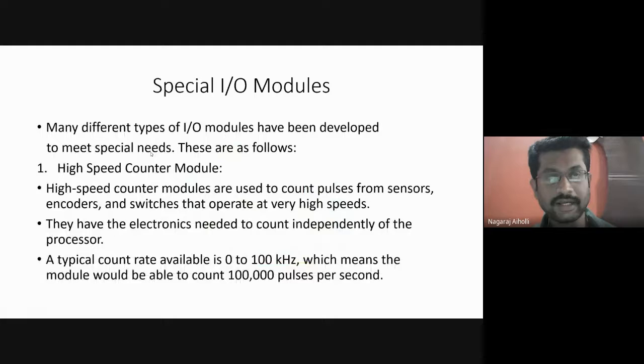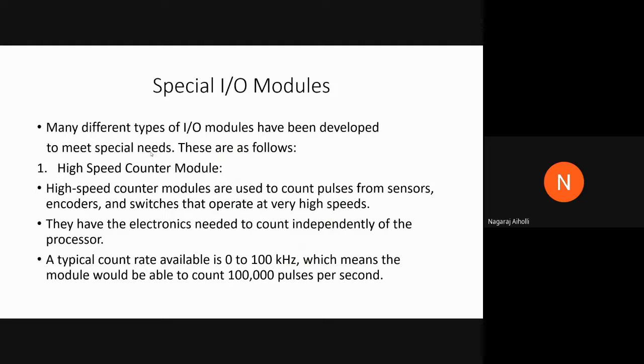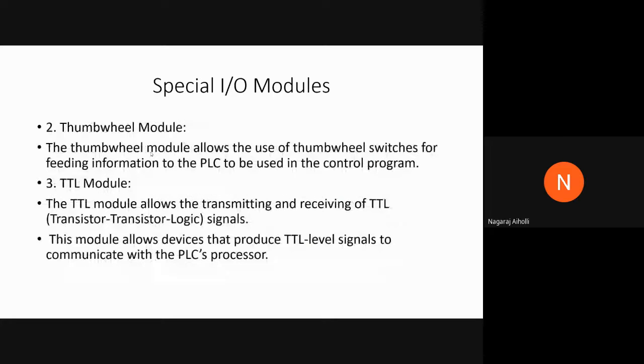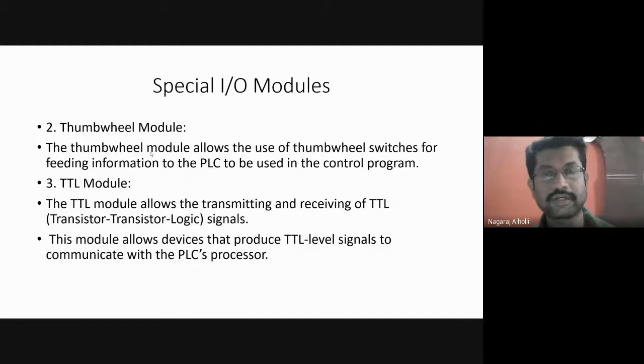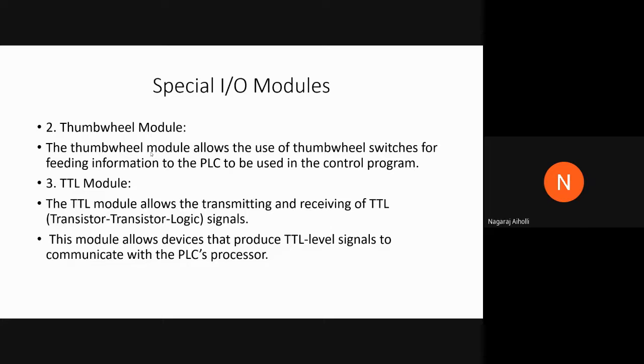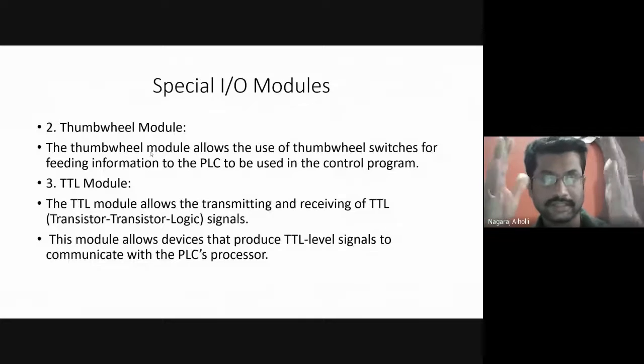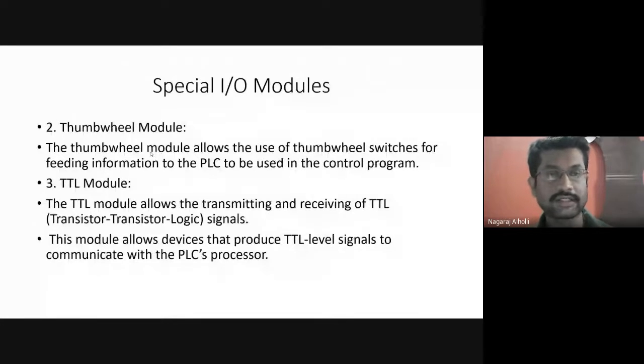Then IO modules come in different types. High speed counter modules are used to count the number of pulses from the sensors. Thumb switches are used to indicate numbers, that is, how much is being sensed is indicated in terms of numbers on the module. They are called thumb modules.